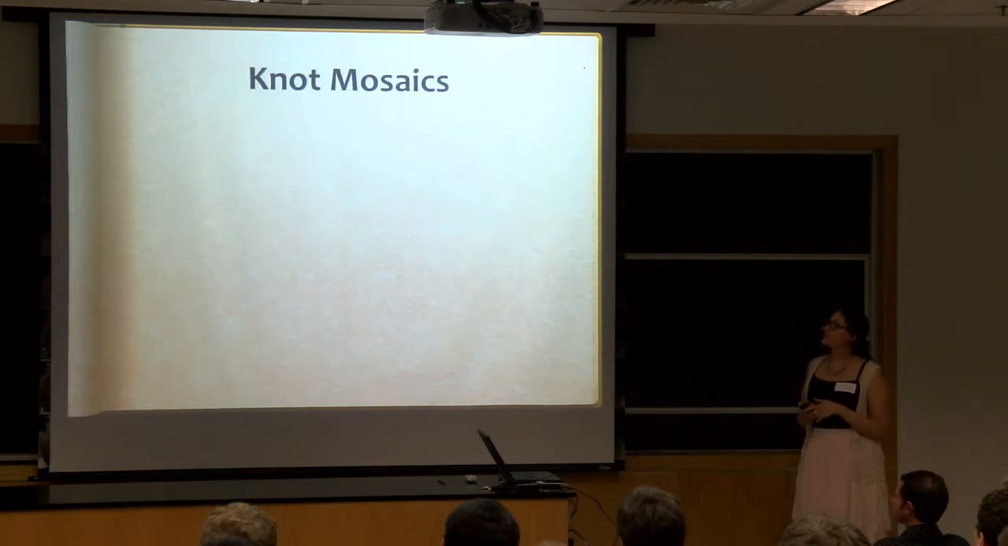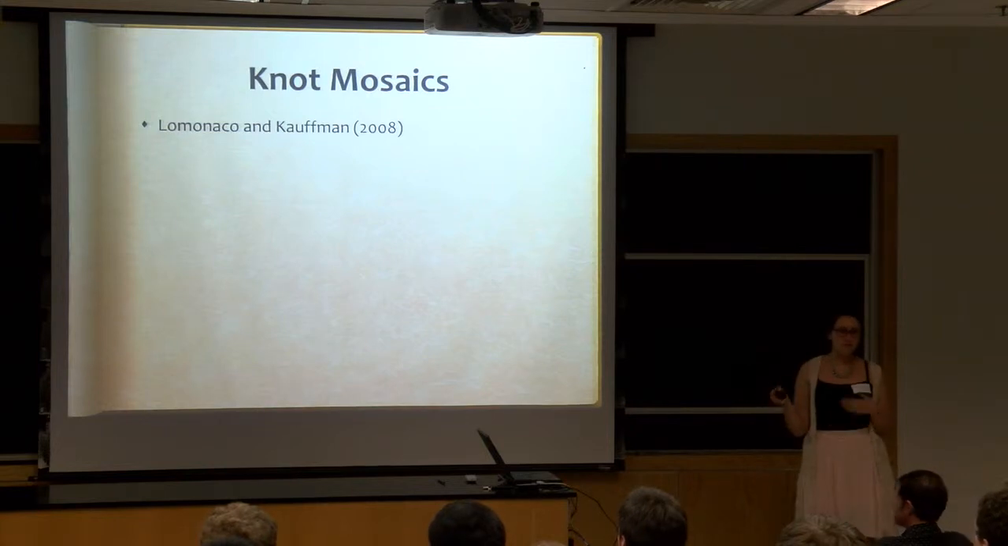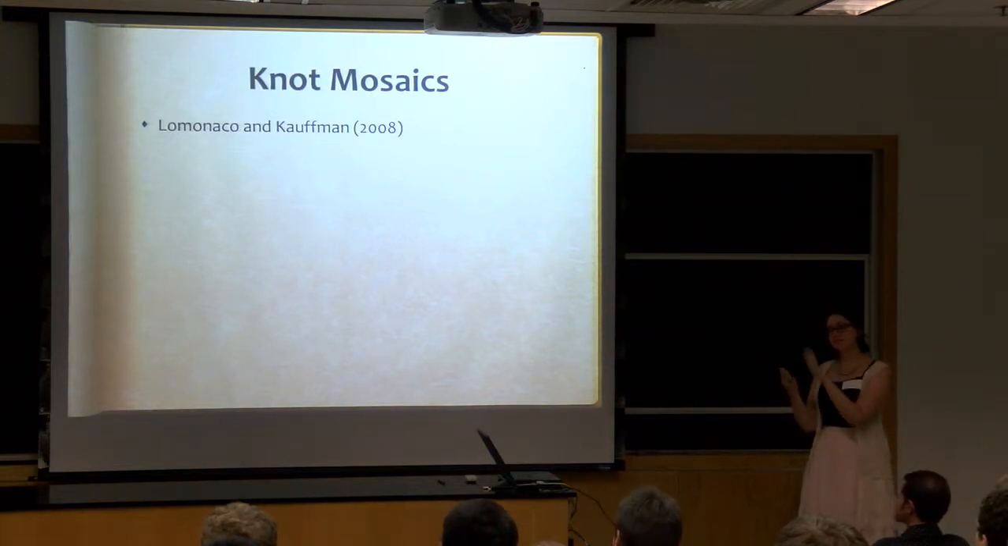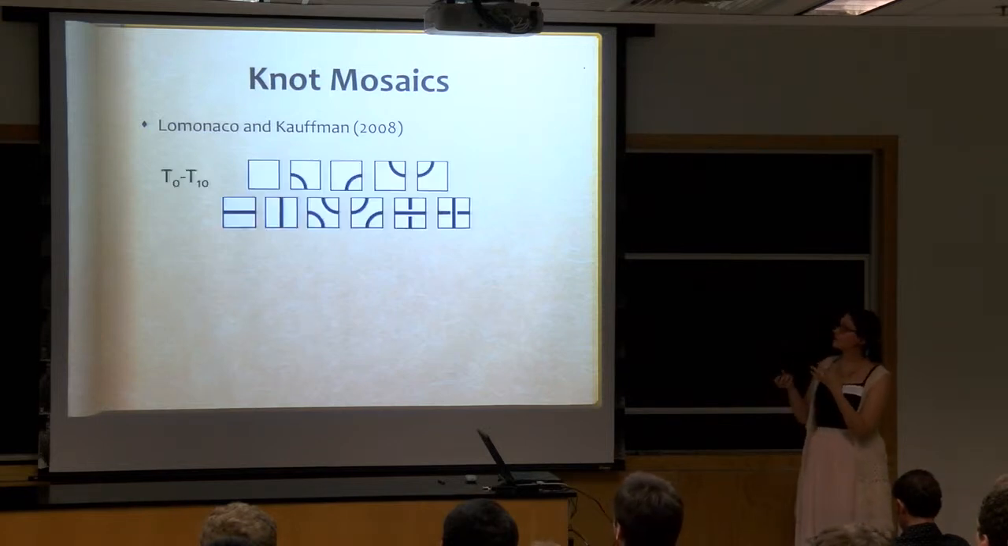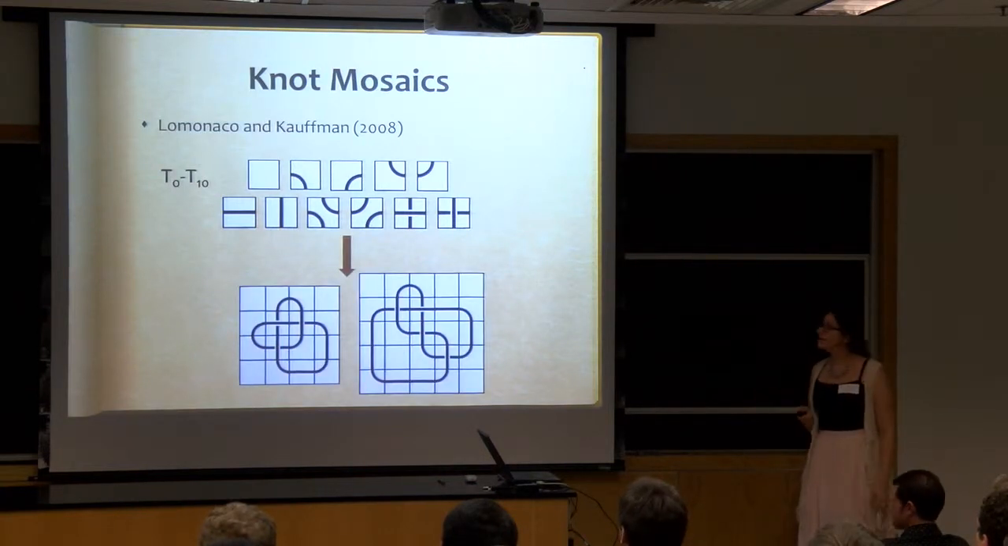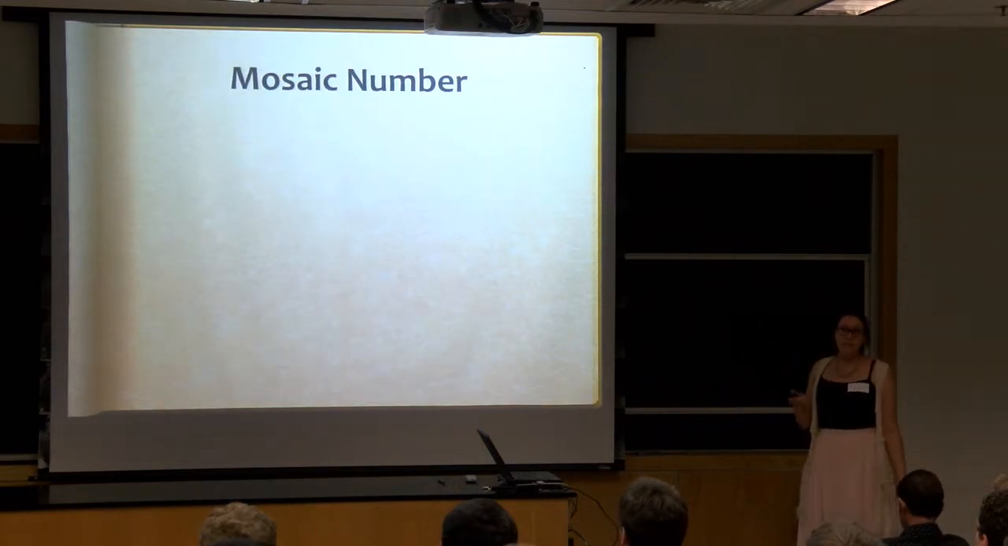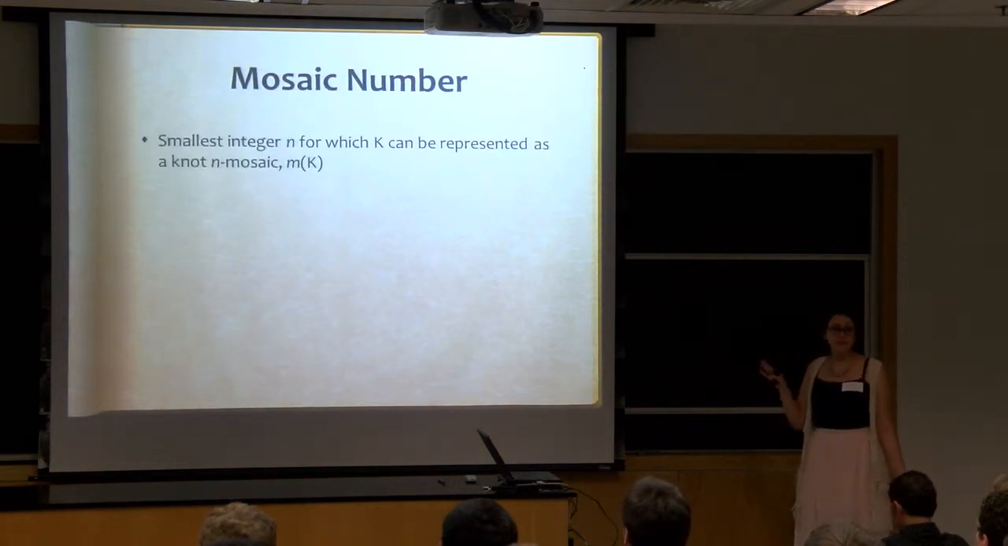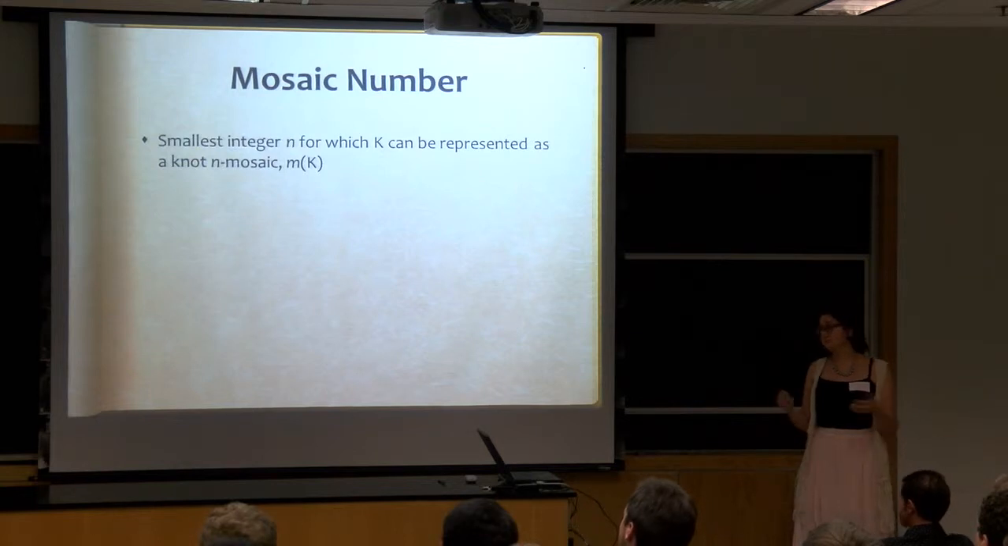Okay, so going into knot mosaics, which is what I looked at this summer. In 2008, Lomonaco and Kauffman were 2 mathematicians who developed this idea that we're going to take knots and basically project them into a 2D representation. And they defined these 11 tiles as T0 through T10. And with these, you can build any knot. Following this, the mosaic number is basically the smallest board you can get the knot onto. And these are square boards.